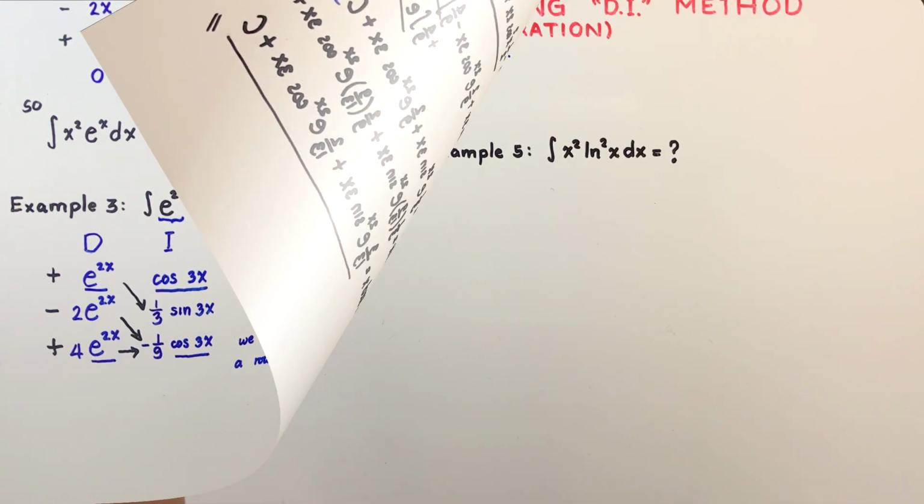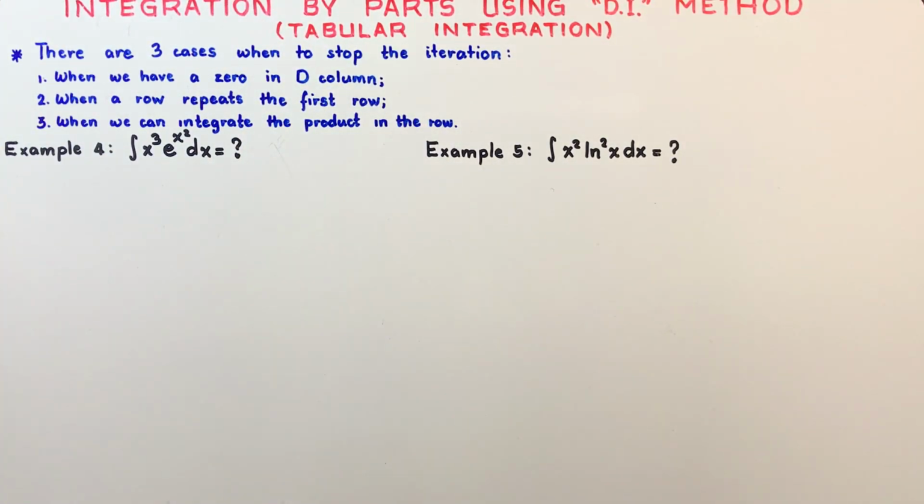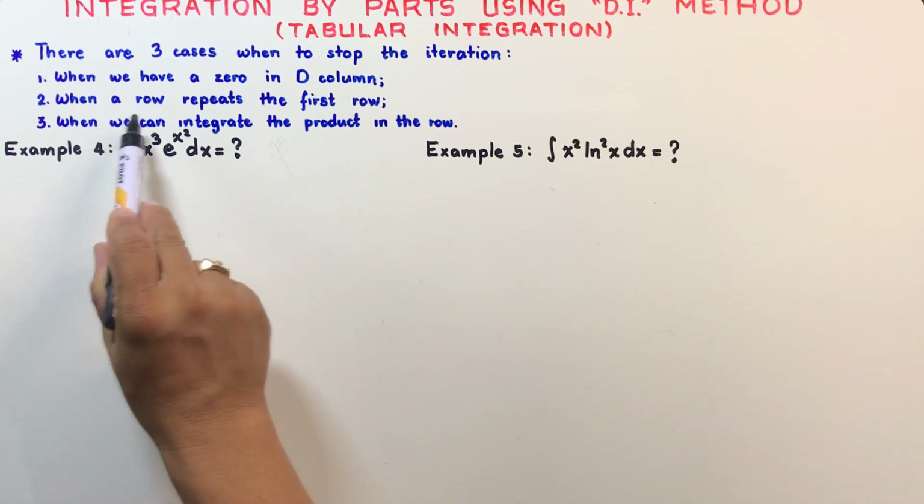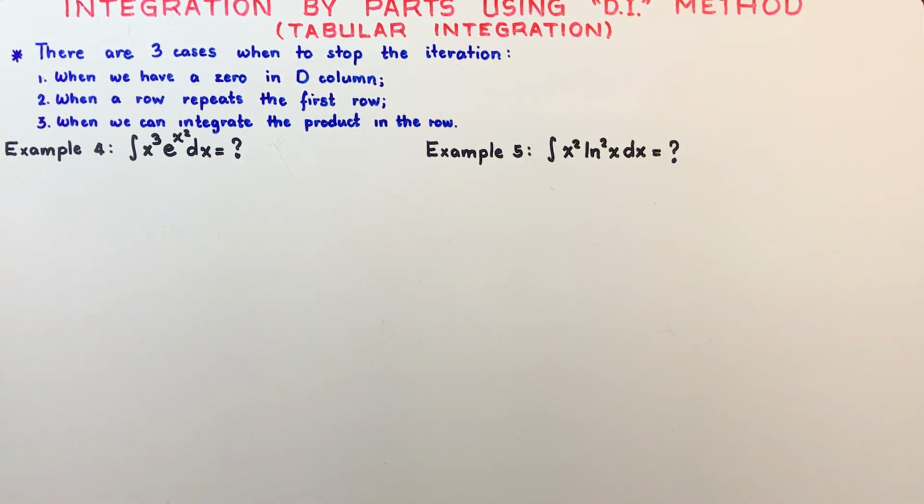So here I summarize the 3 cases when to stop the iteration in the tabular integration. We stop when we obtain a 0 in the D column. That is the first case. And we stop when a row repeats the first row, which I have illustrated through example 3 in our first board. And then the third case is we stop when we can integrate already the product in a particular row.